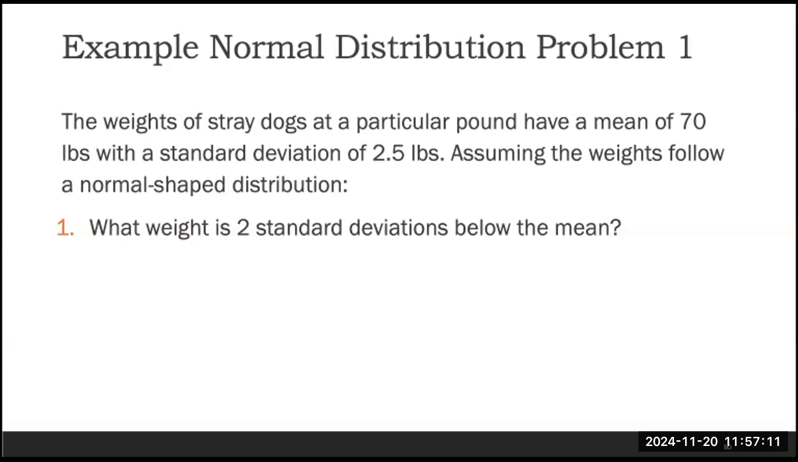So when you get a problem like this, what I recommend is you draw the little curve, put the 70 in the middle because that's the mean, and then just right off the bat calculate what the standard deviation values would be, right? So what is 2 standard deviations below the mean? You would multiply 2.5 by 2, right? And you subtract it from 70 because you're looking at below the mean. So 70 minus 5, 65 pounds, right?